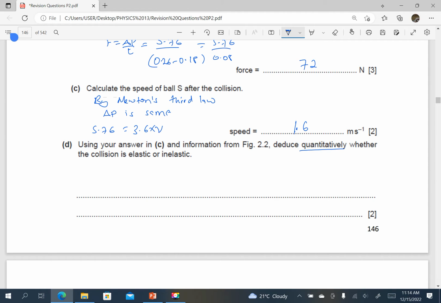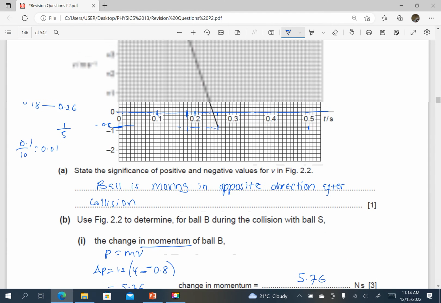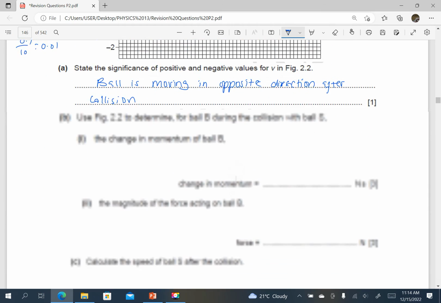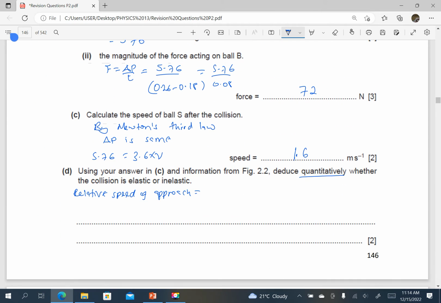I'll use speed of approach. So the relative speed of approach equals, the other one was at rest, and this was moving at a speed of 4 meters per second. So the relative speed of approach is 4 minus 0, which is 4.